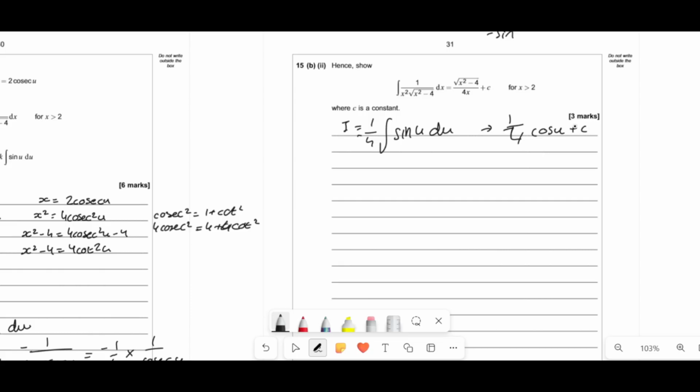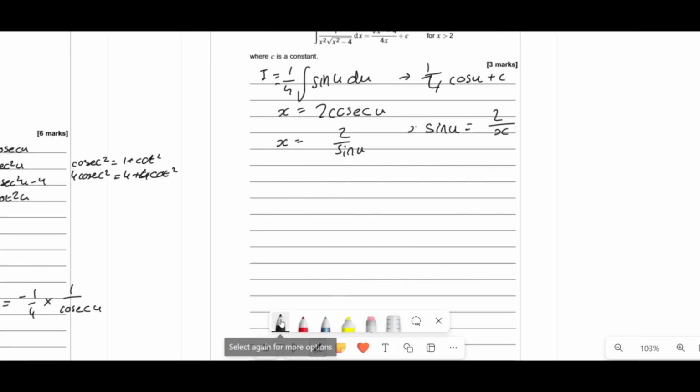Now the problem is that that's not very useful because this is all in terms of x's. So we originally said that x equals 2 cosec u. Well, let's say that x over 2 would be cosec u, right? Now that's the same as saying 1 over sine. So then I could say x equals 2 over sine u. So we know that in this scenario, sine u would equal 2 over x, right?